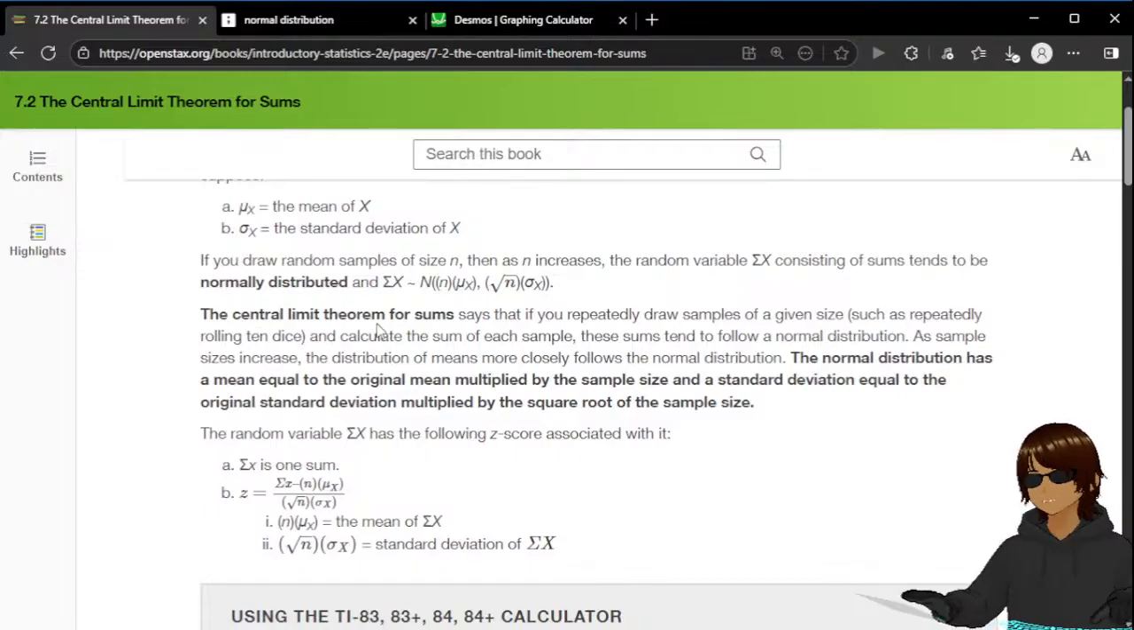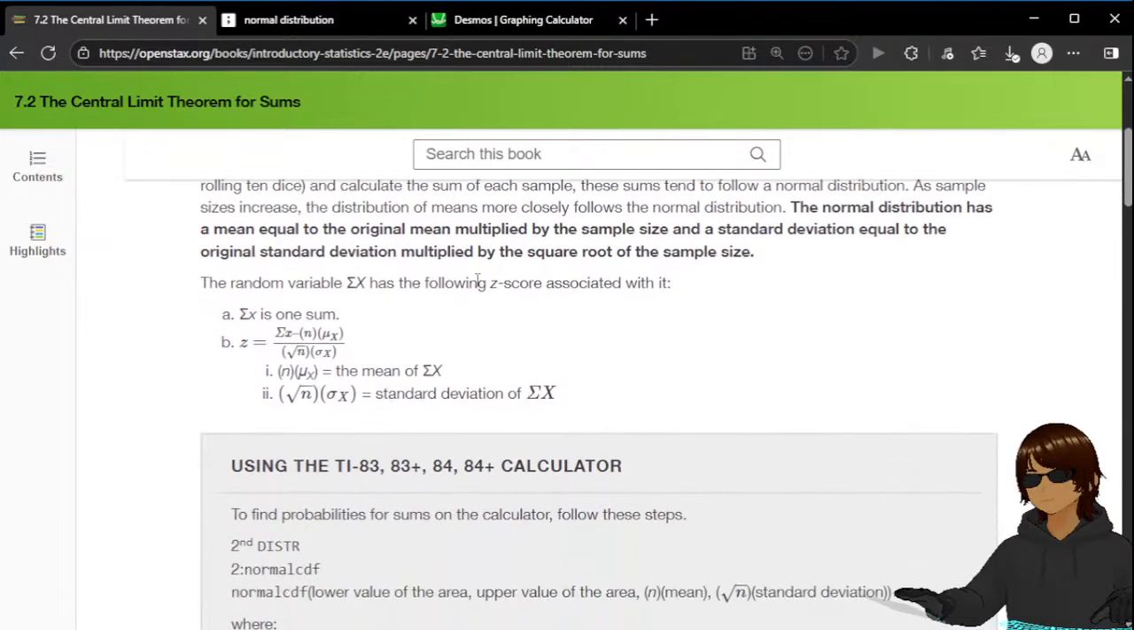The central limit theorem for sums says that if we repeatedly draw samples of a given size and calculate the sum of each sample, these sums tend to follow a normal distribution. As sample size increases, the distribution more closely follows the normal distribution. The normal distribution has a mean equal to the original mean multiplied by the sample size and a standard deviation equal to the original standard deviation multiplied by the square root of the sample size.